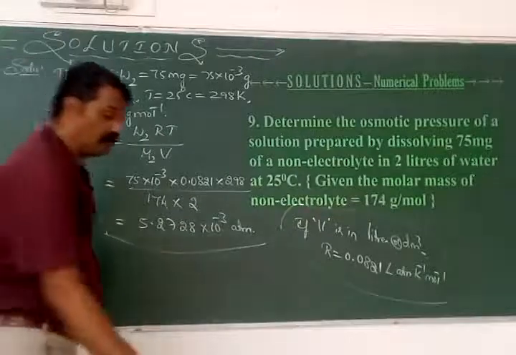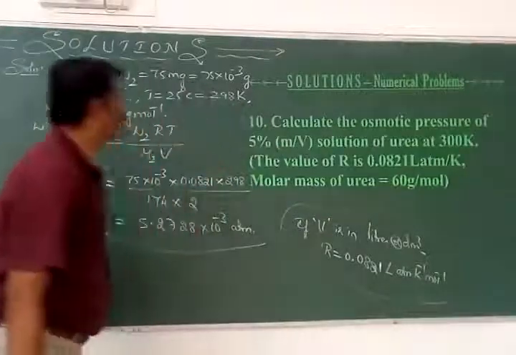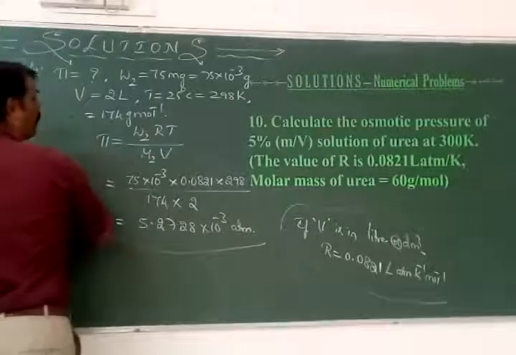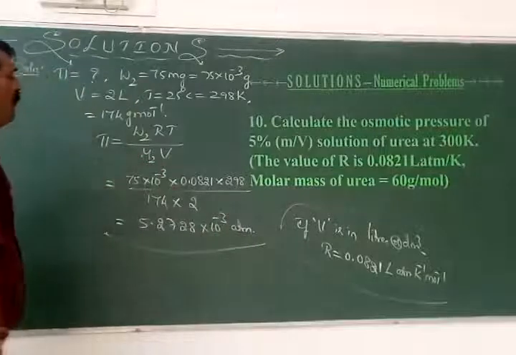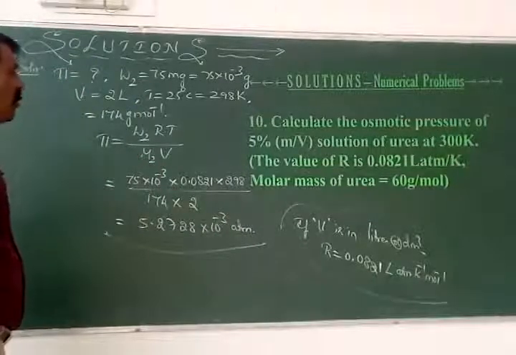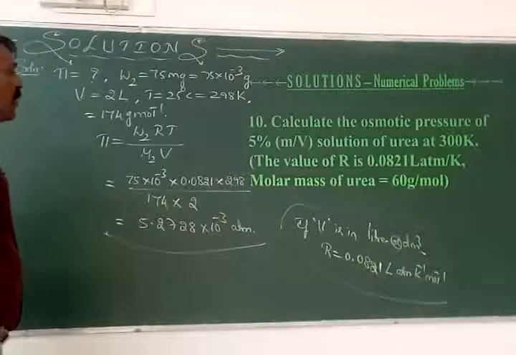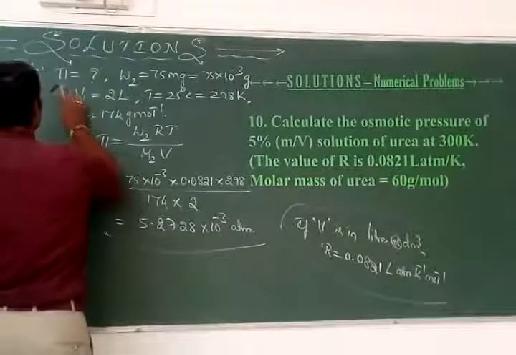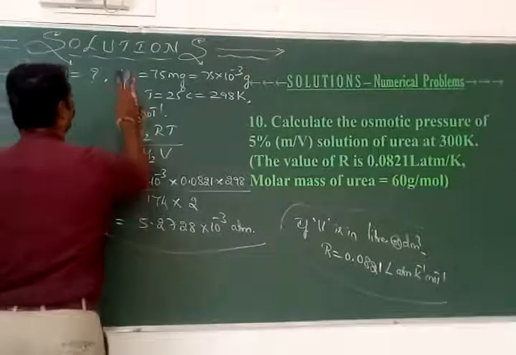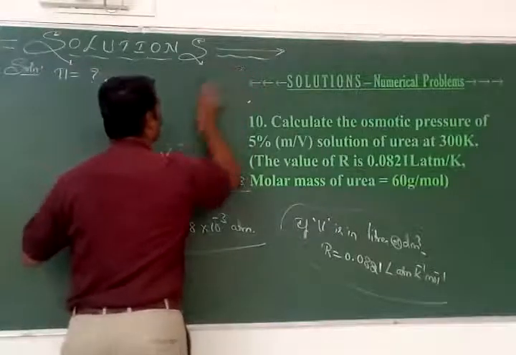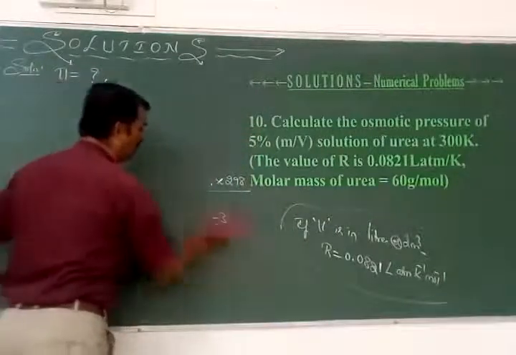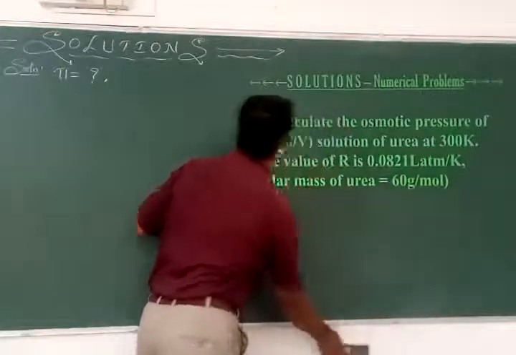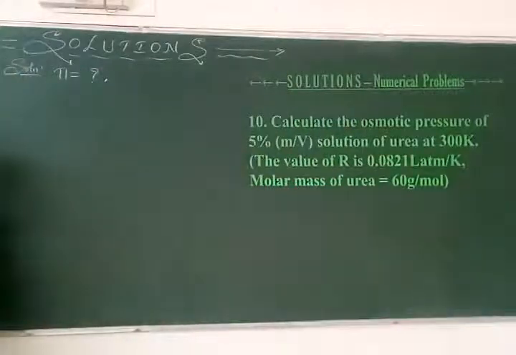Let's move on to the 10th now. Calculate the osmotic pressure of 5% mass by volume solution of urea at 300 Kelvin. The value of R is already given as 0.0821, and the molar mass of urea is going to be 60 gram per how much? 60 gram per mole. Instead of mass and volume he has given a 5% solution of urea solution, I think. First calculate the what pressure? Osmotic pressure, means pi we have to find out.